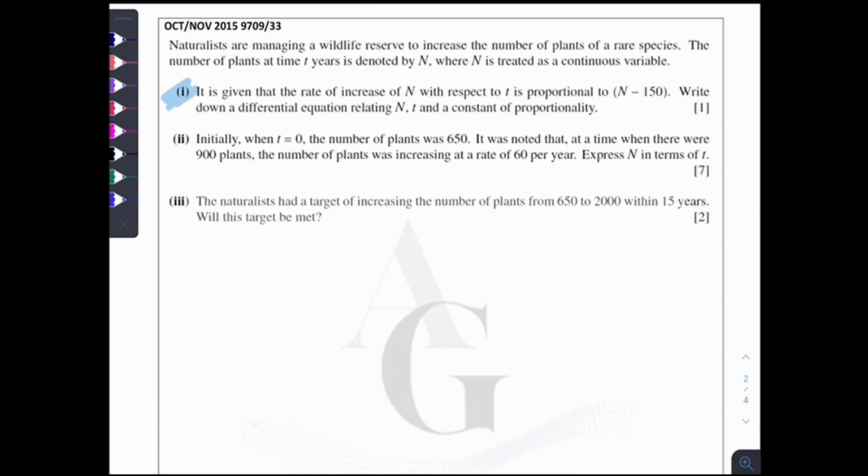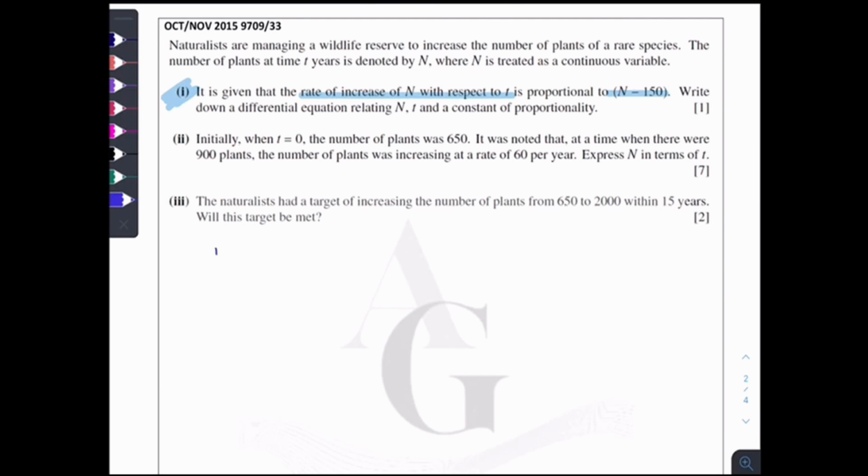The question mentions that naturalists are managing a wildlife reserve to increase the number of plants of a rare species. The number of plants at a time t years is denoted by n, where n is treated as a continuous variable. So for part 1, it's given that the rate of increase of n with respect to t is proportional to n minus 150. And you are asked to write down a differential equation relating n, t, and a constant of proportionality.